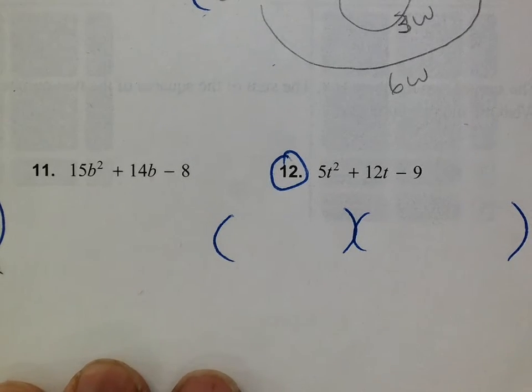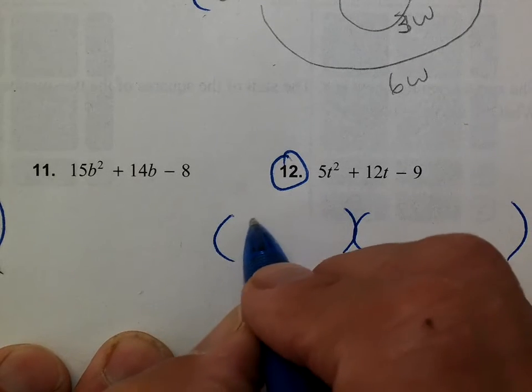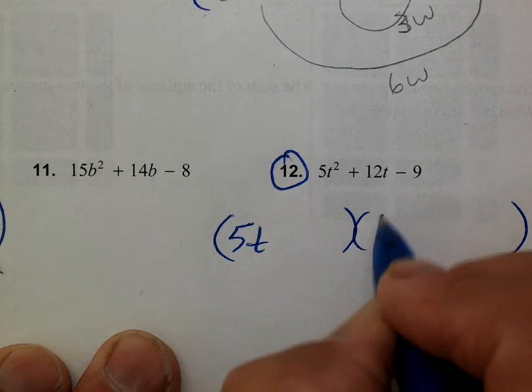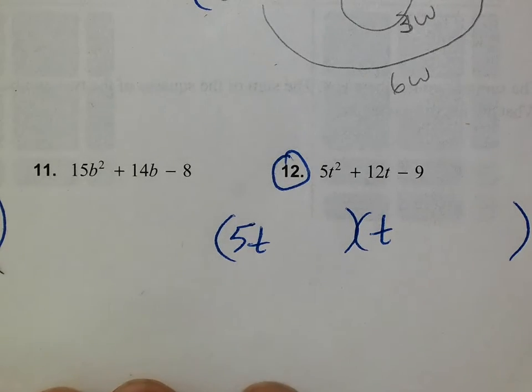There's only one way to make a 5. 5 and 1, right? So for sure I can put in ink. I'm going to ink this in, 5t and t. That for sure is going to happen. There's no other combination that I'm going to use, okay?